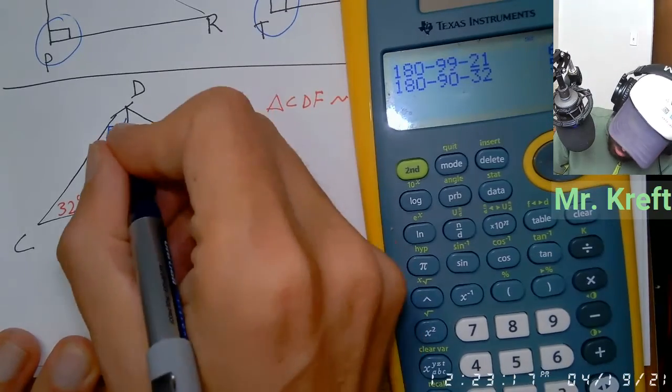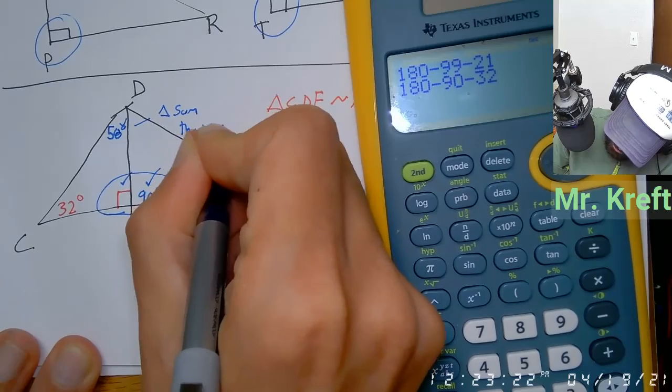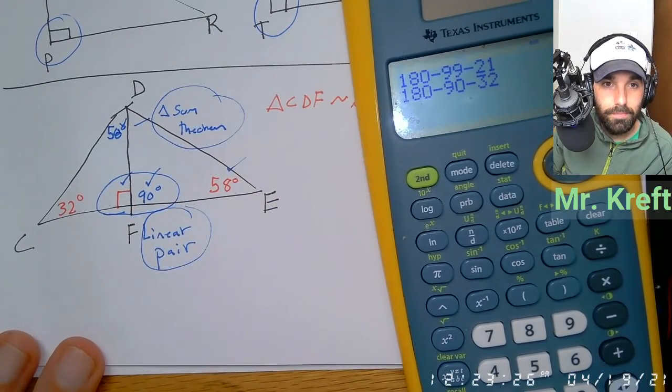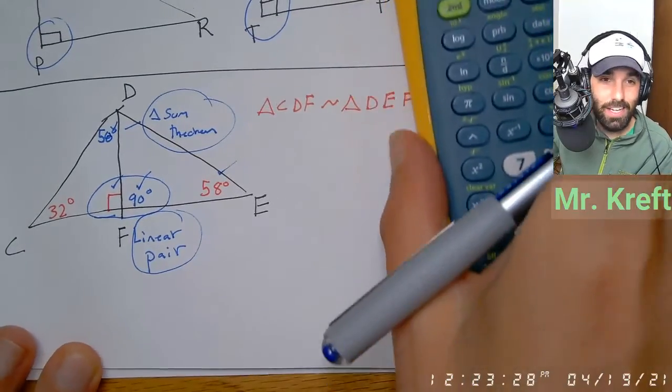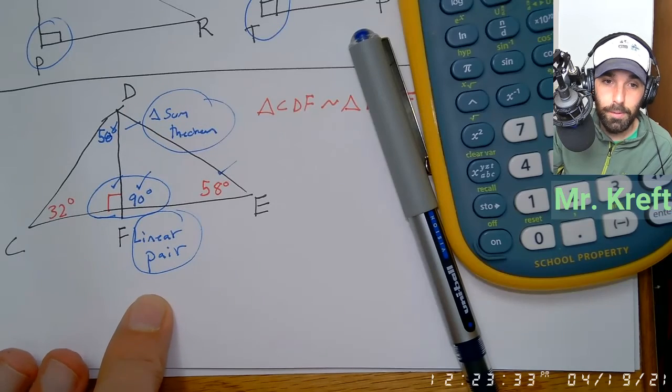So yes, I would use the triangle sum theorem, but I would also use linear pair. Okay, so I'm trying to get you guys just a little review of everything. So triangle sum theorem and linear pair.